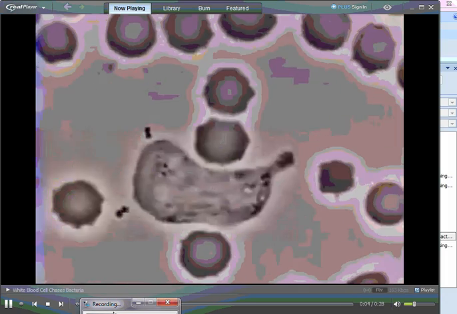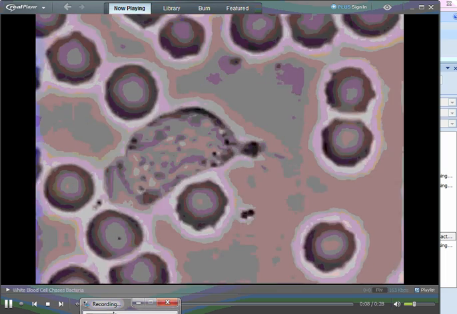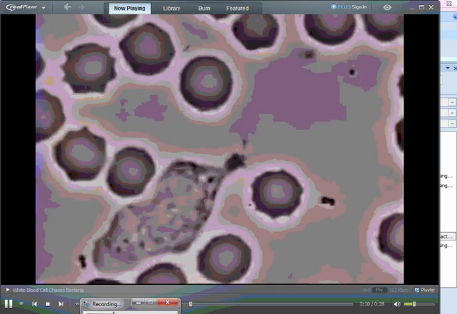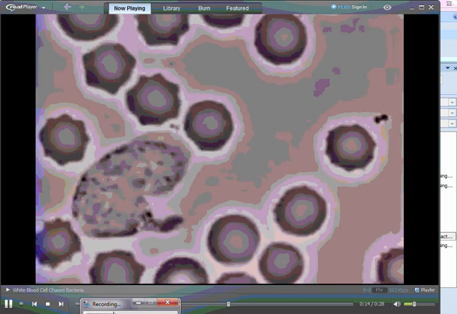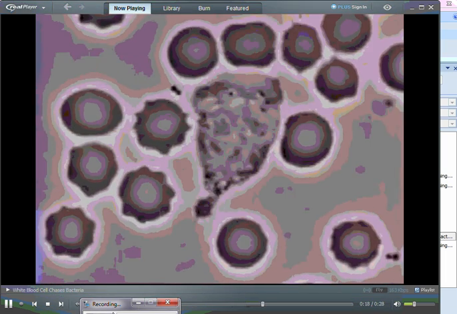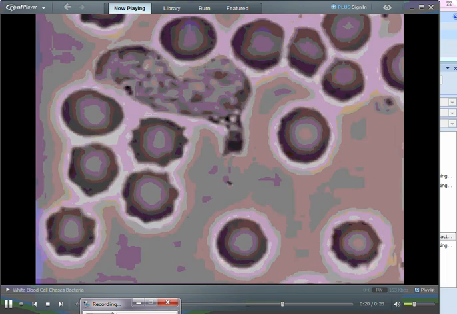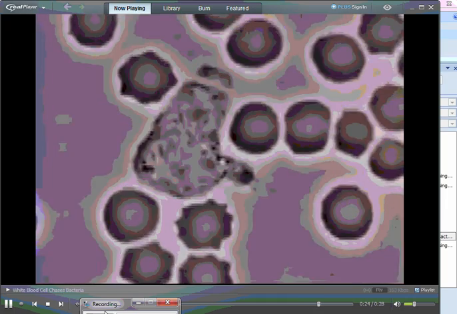This is a white blood cell chasing some sort of larger bacteria, and notice how it's moving around. It moves and pushes those other red blood cells, and its shape is able to change. Notice how it just kind of engulfs it. That's called phagocytosis.